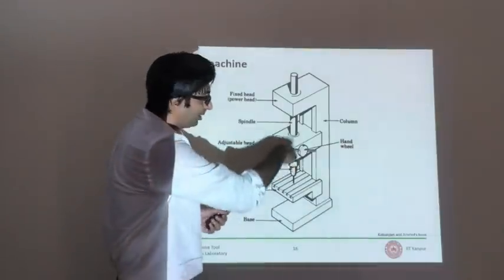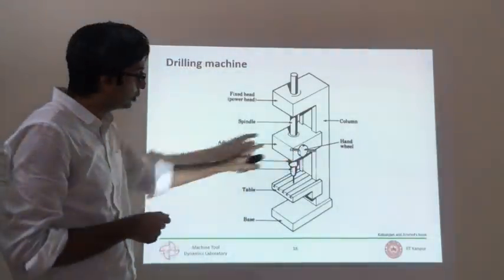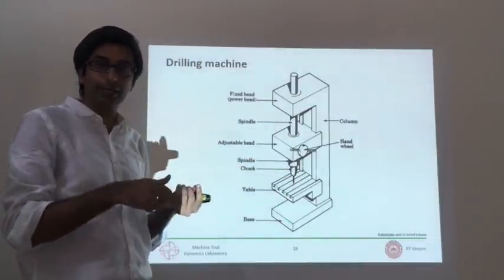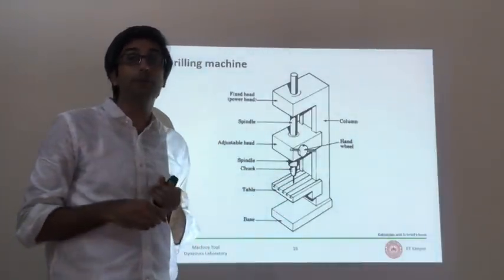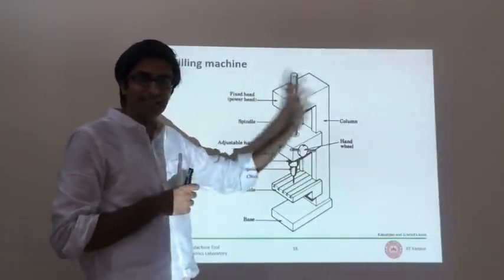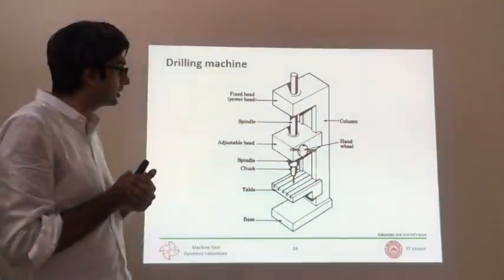There is a hand wheel which you will rotate, and the drill bit will come down, and as you rotate it, you can go deeper and deeper into the workpiece in which you want to make a hole. So that is all there is to this.